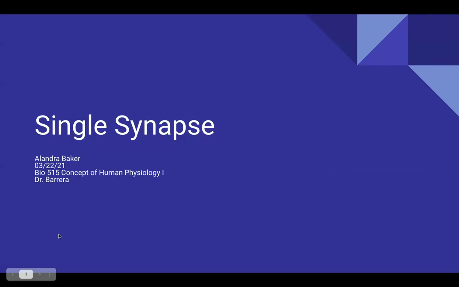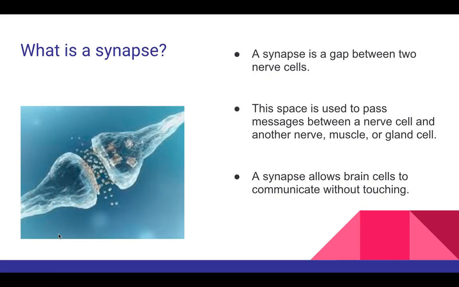Hey guys, so today we're going to talk about a single synapse. When we're talking about a synapse, the first thing we need to know is what is a synapse? So, the synapse is the gap between the nerve cells, or a nerve cell and another cell, such as a muscle cell or a gland cell.